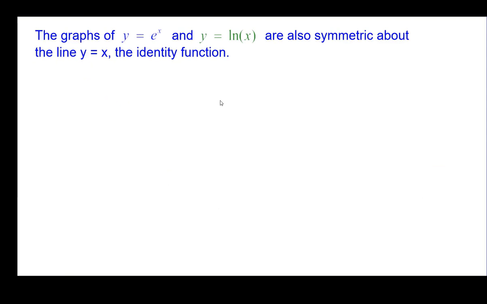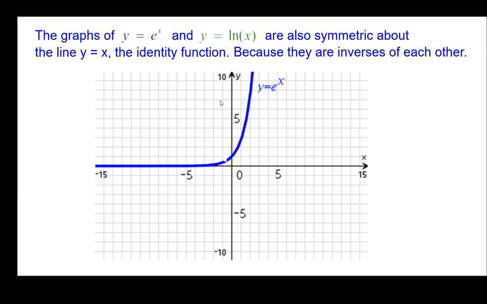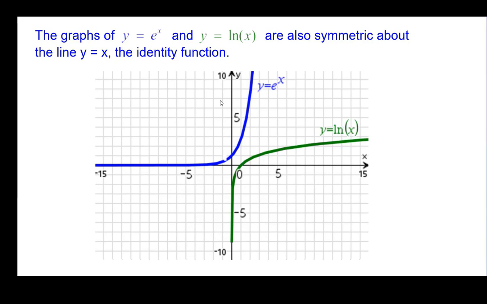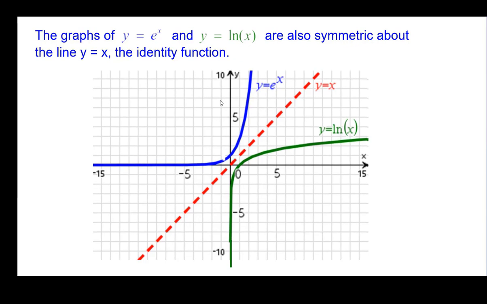We also know that these are symmetric about the line y equals x, the identity function. That's just a property of inverse functions. So here's y equals e to the x in blue. y equals natural log of x in green. And then I'm going to put in the line y equals x as a dashed line so we can see that symmetry going on here, a mirror image idea.